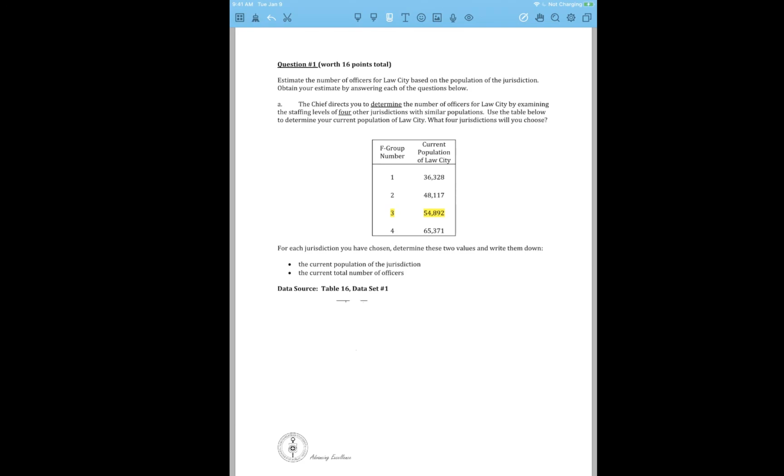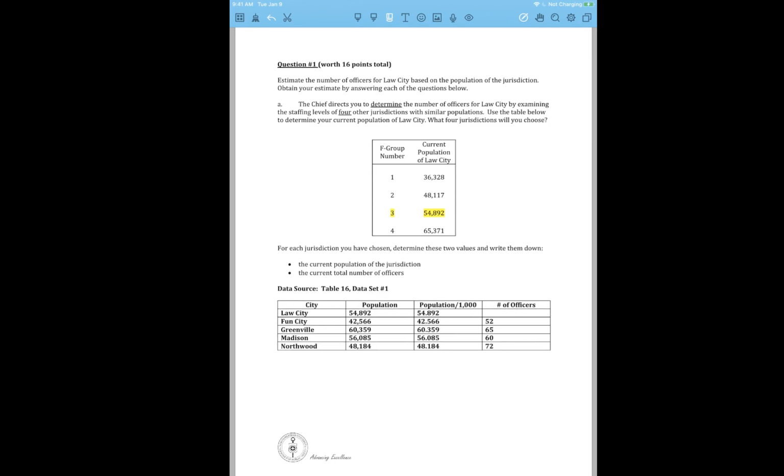I like tables because they're clean and easy to work through. I insert a table, and I'm going to go ahead and just reveal this to you. A table with the labels on it. I have 4 columns: a city column, a population, a population divided by 1,000, and then the number of officers. So for question 1A, my lost city, the number of officers is blank, but I do know the population. And I chose different cities with different populations, and I just typed them into my table there. Again, it's very clean and neat, and I'm just revealing the information that I got from my data set. And that's all that's required in question 1A.